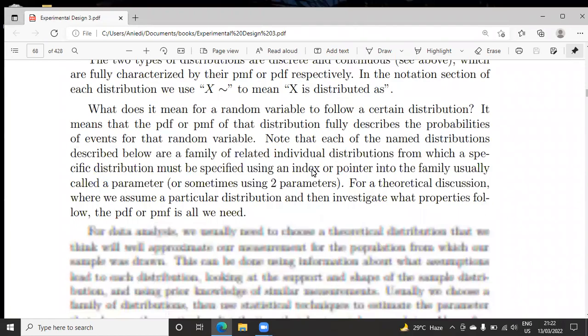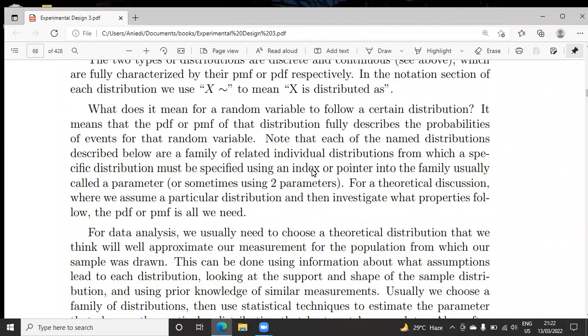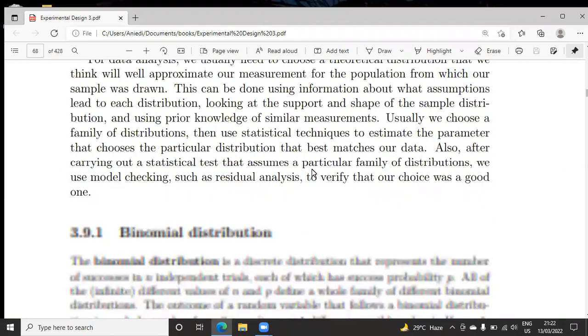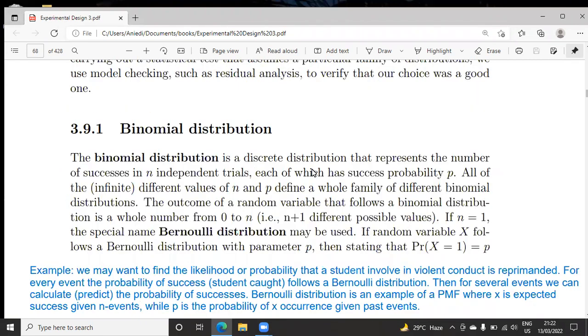So, in this class, we want to look at the probability distribution that we can apply given a particular data type. Now, the first common probability distribution we have is the binomial distribution.